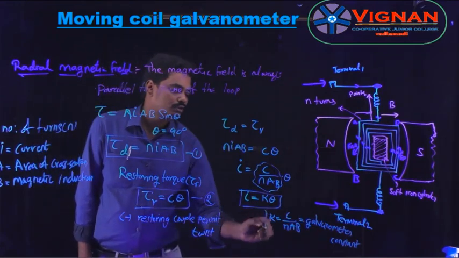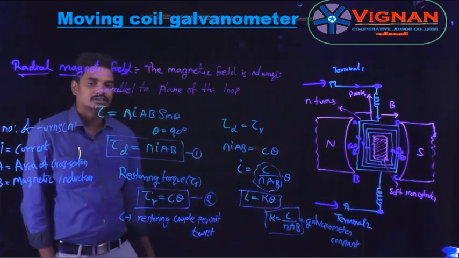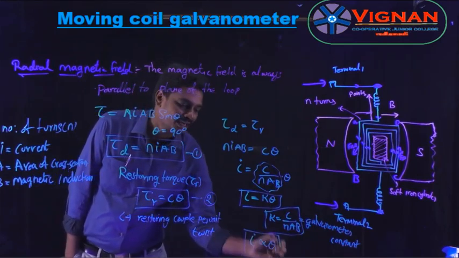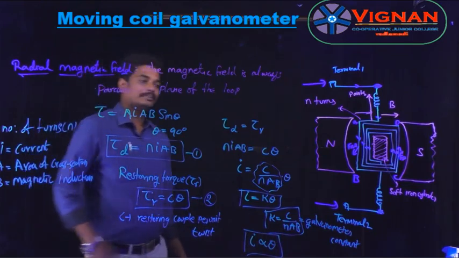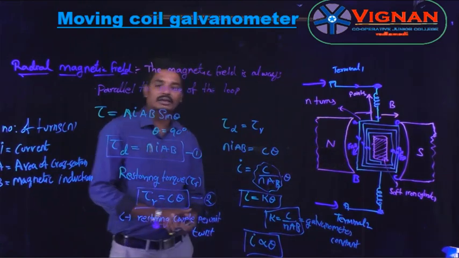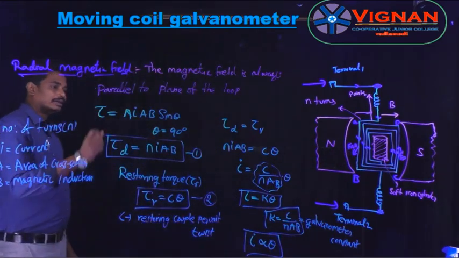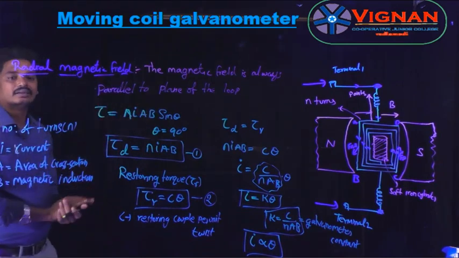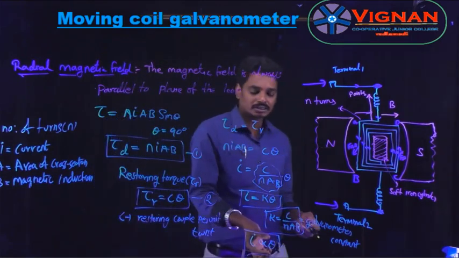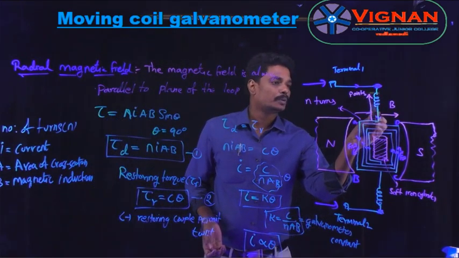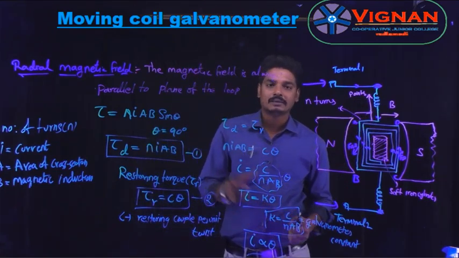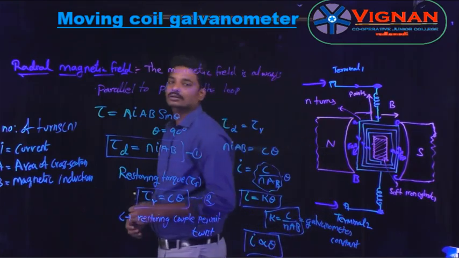Okay, K is equal to C by NAB, which is the galvanometer constant. As it is a constant, I is directly proportional to theta. So the amount of current to be measured, when passed through this moving coil galvanometer, is directly proportional to the angle to which the pointer gets deflected. From this we can measure how much current is flowing through the moving coil galvanometer or through the circuit.